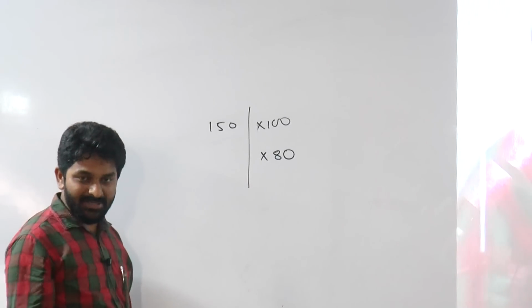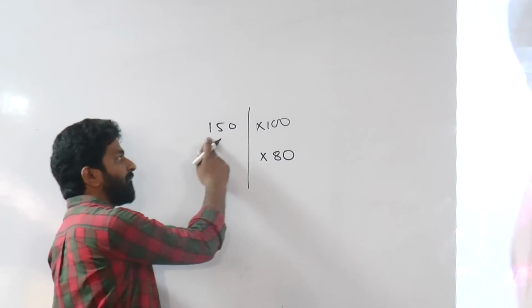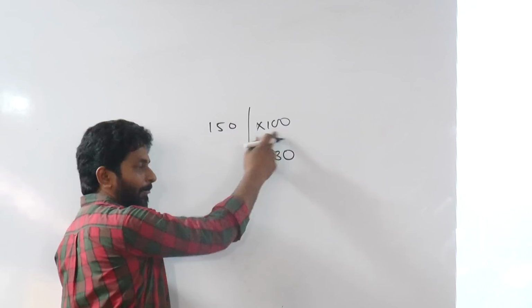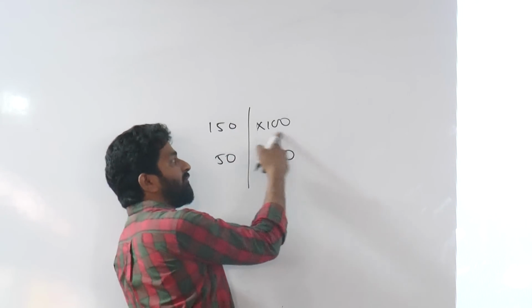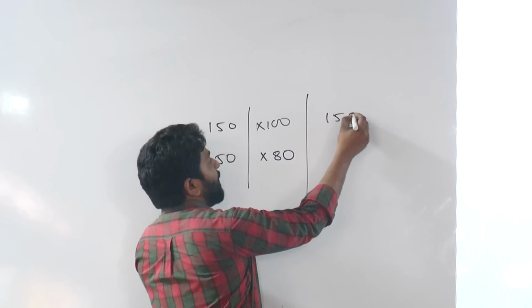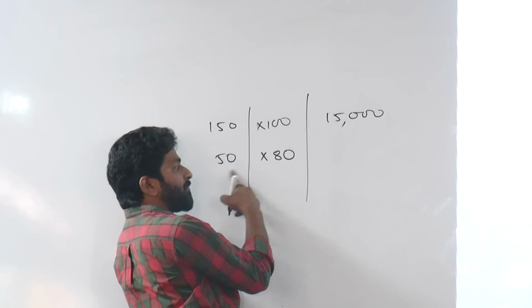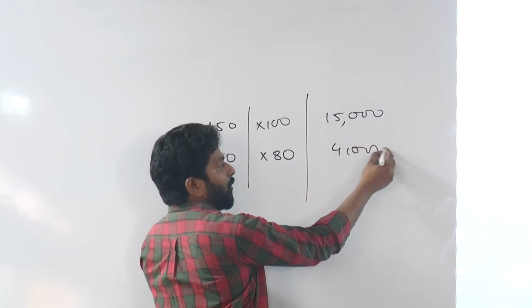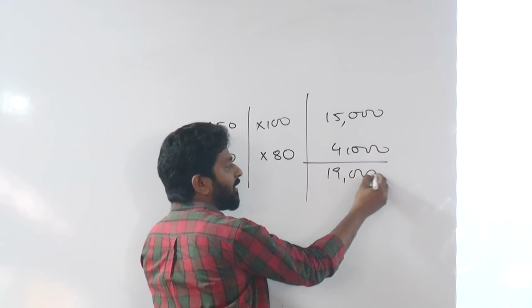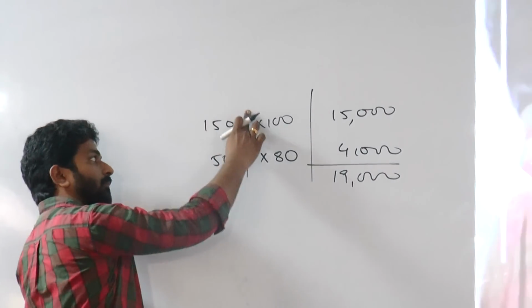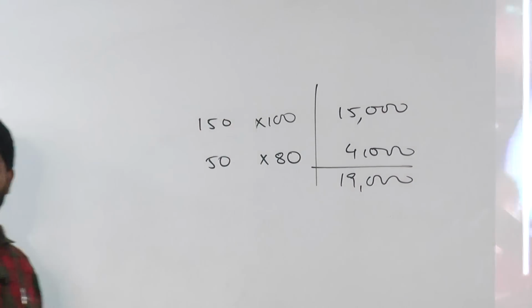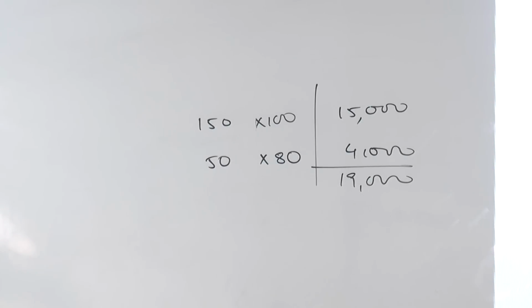Total number of bags purchased 200. So 150 cost 100 per bag, and extra 50 bags 80 rupees. So total cost of 150 bags here it becomes 15,000, and here it becomes 4,000. Total cost 19,000. 150 bags and then 50 bags. Clear? 19,000.